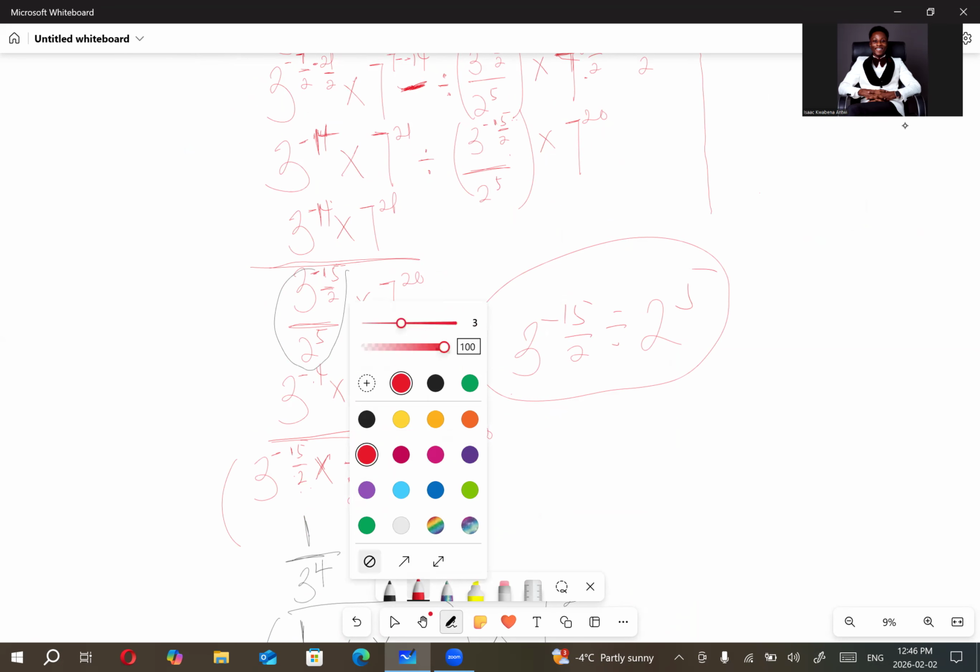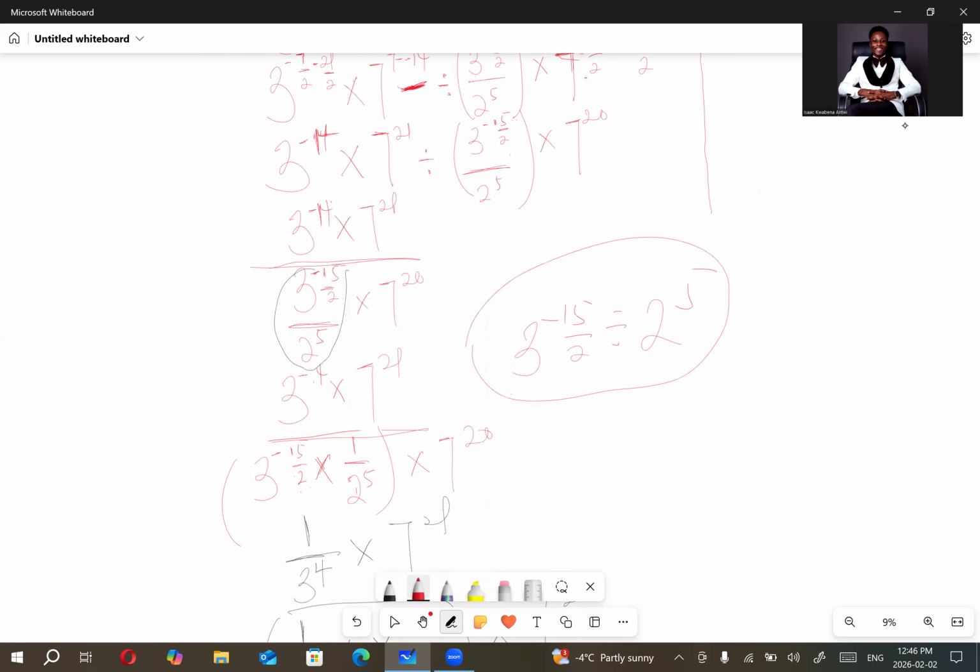Oops. So that'll be 3 exponent negative 14 times 7 exponent 21, all over 3 exponent, times 1 over 2 exponent, times 7 exponent 20. All right.